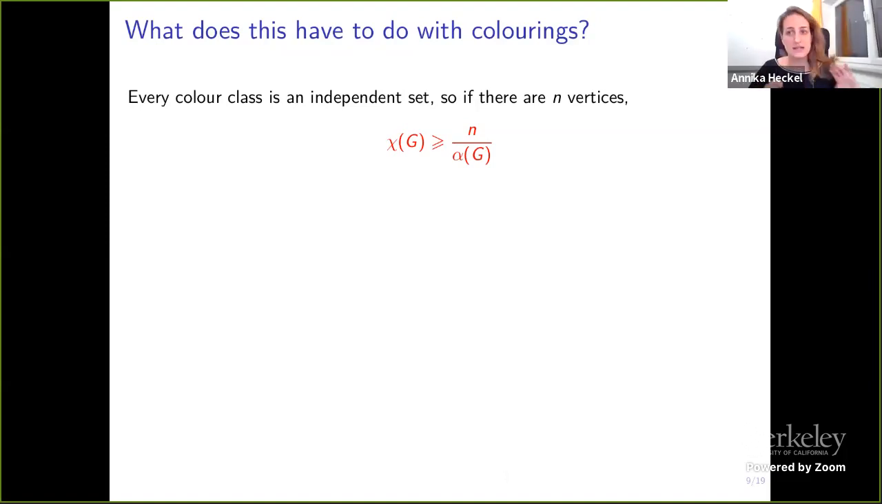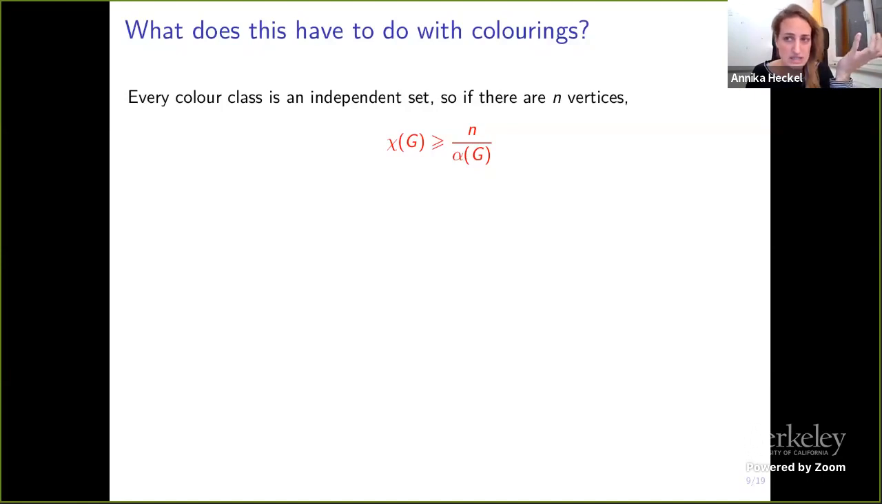Well, if you think back to the definition of a coloring, we wanted to color the vertices so that neighboring vertices are colored differently. Well, that just means that every color class is independent. So all the vertices of the same color don't have any edges between them, because the endpoints of an edge can't have the same color. So every color class is an independent set.